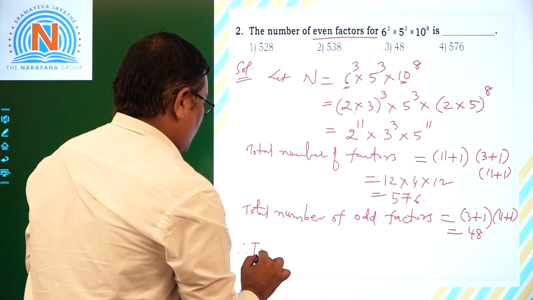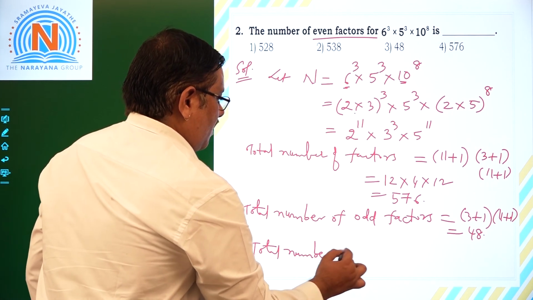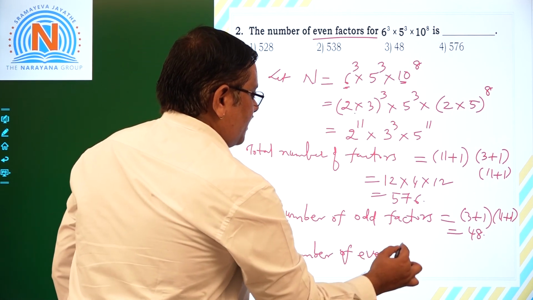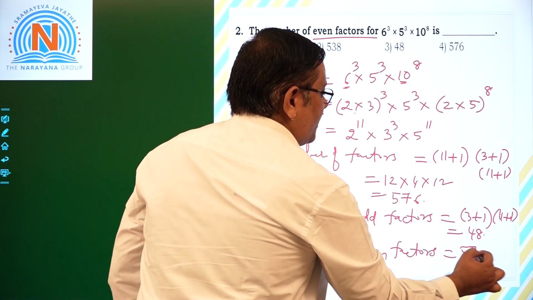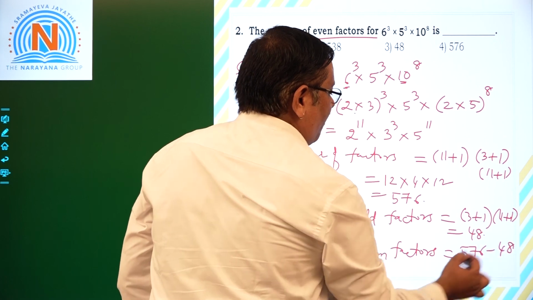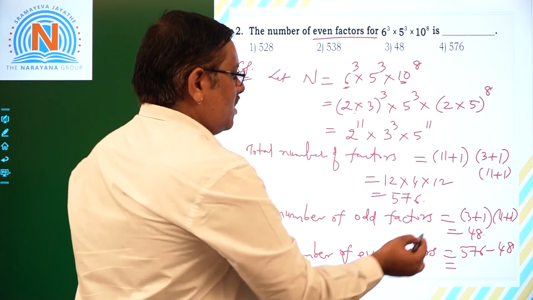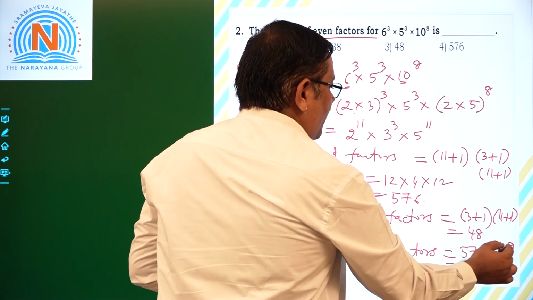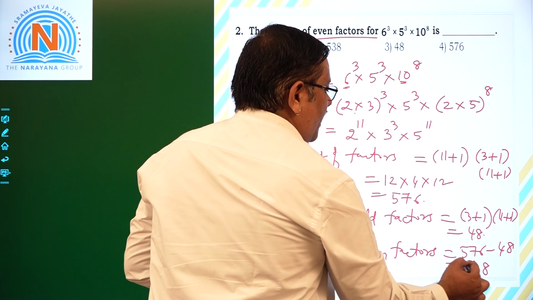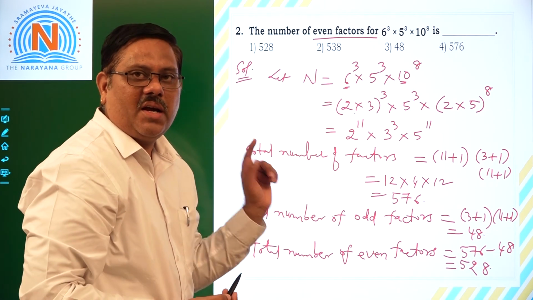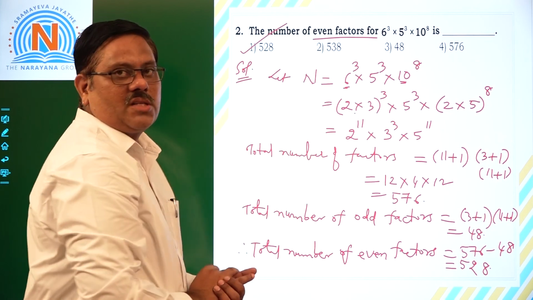Therefore, now the total number of even factors is given by total factors, 576, minus the total number of odd factors. Total factors minus odd factors gives you even factors. So 576 minus 48 is nothing but 16 minus 8, that is 8. 6 minus 4, that is 2, that is 528. So there are 528 even factors. That is nothing but the first option.